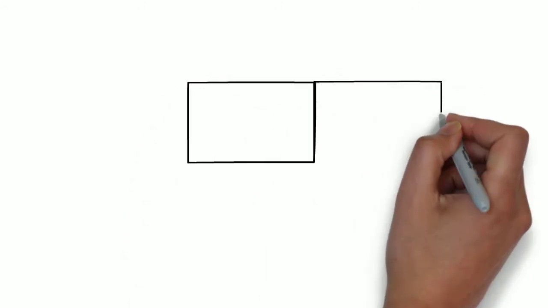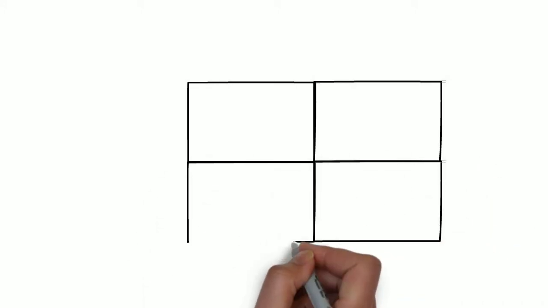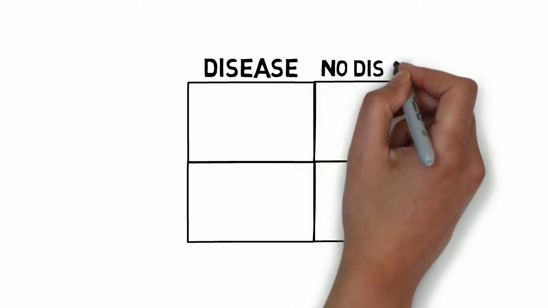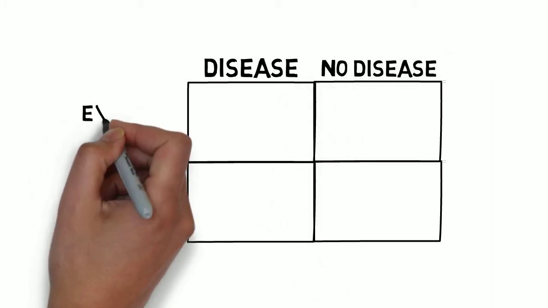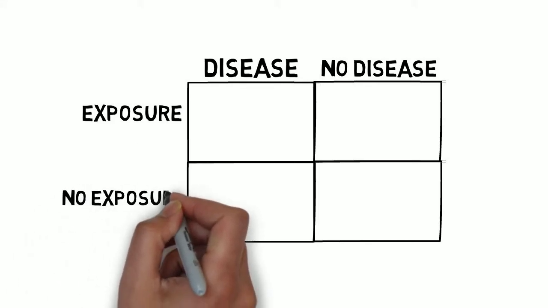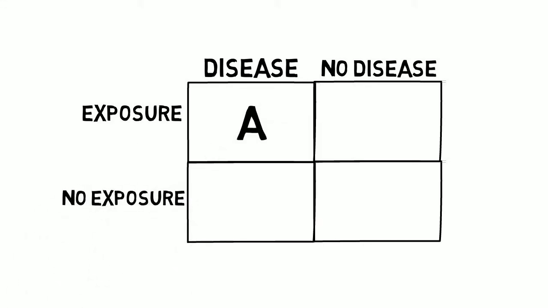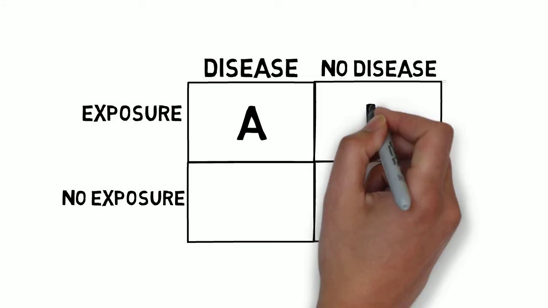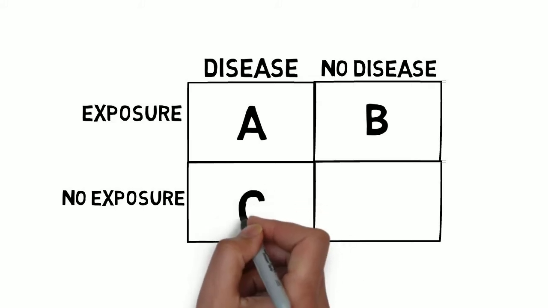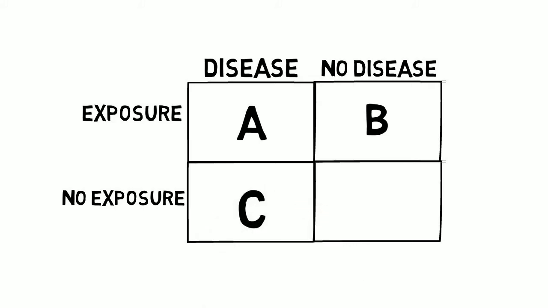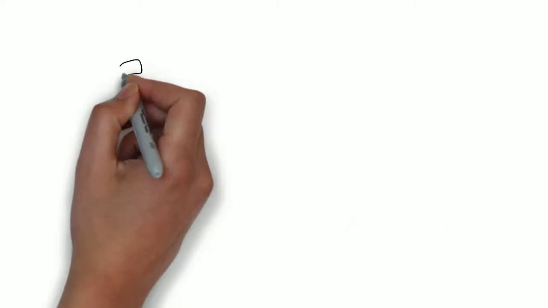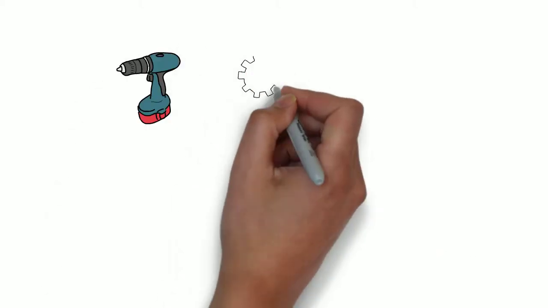2x2 tables can be used to quantify a relative risk of a disease given a specific exposure. The two columns are designated disease and no disease. The two rows are designated exposure and no exposure. Box A represents the individuals who do have both the disease and the exposure. Box B represents individuals with no disease who do have the exposure. Box C represents individuals who do have the disease and no exposure, and Box D represents individuals with no disease and no exposure.